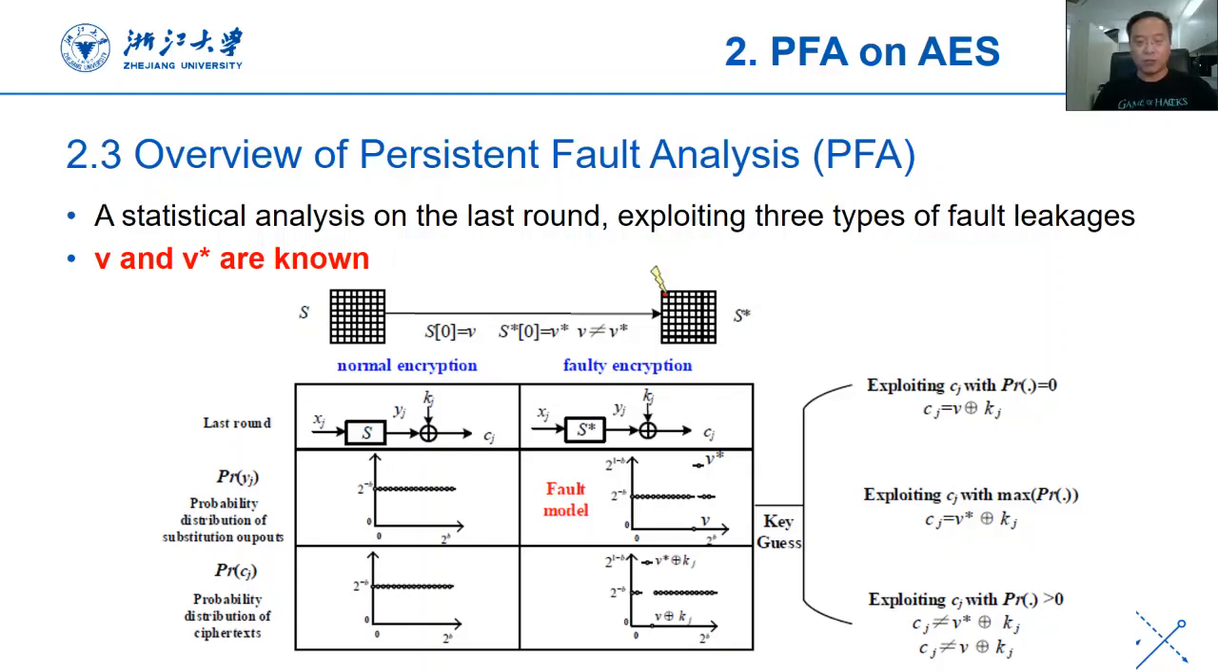The adversary can exploit three types of leakages: for the zero probability and for the maximum probability, he can directly know the key. For other probabilities, he can still get some impossible values of the key and reduce the key search space. By the way, the values of V and V star are known to the adversary.